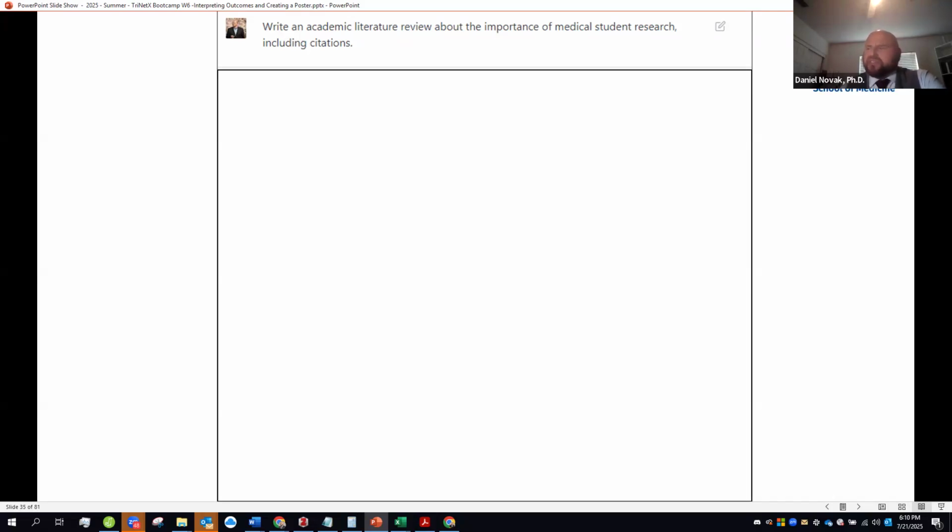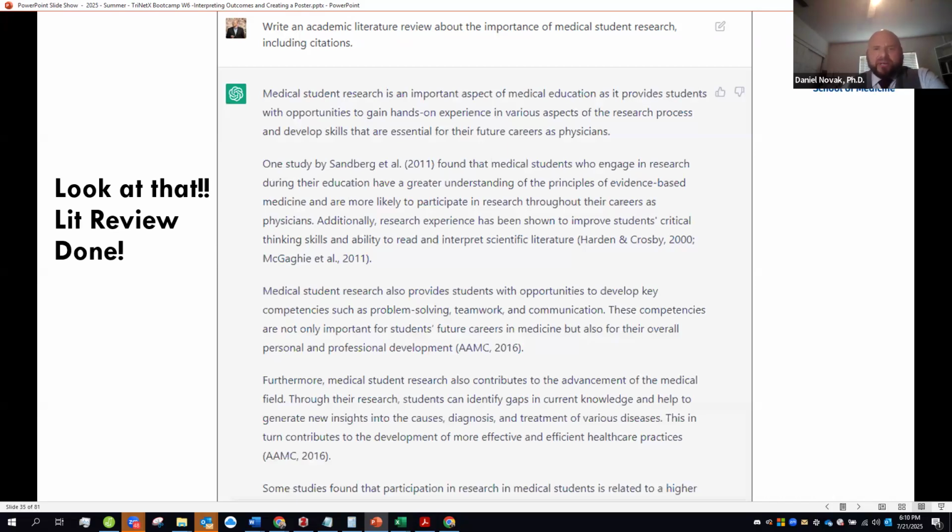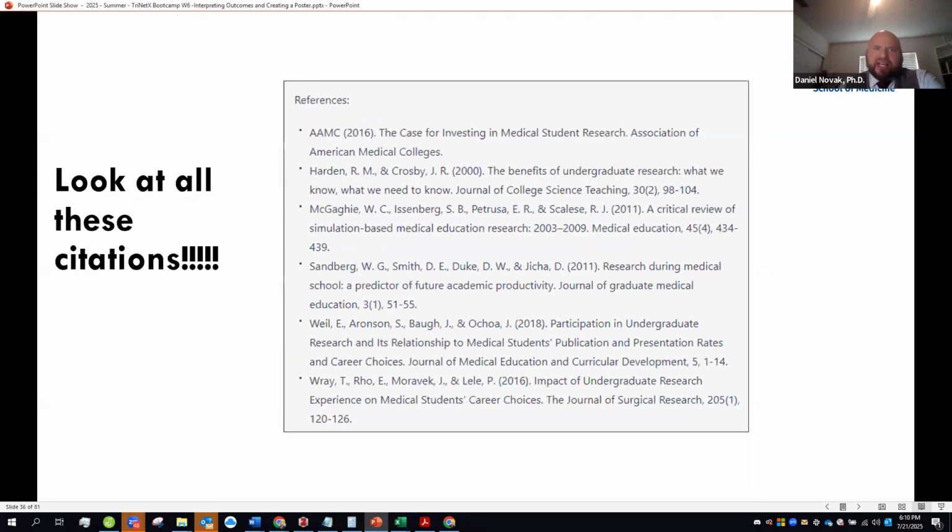However, really early on, like in the first couple of days of using it, I realized that it had that severe limitation that we've all experienced. I asked it to write an academic literature review about the importance of medical student research, including citations. And it did. Look at that. Oh my God. I think we all had this experience of like, wow, look at all that work that it did for me in like 30 seconds. That would have taken me like 2 hours to sit down and read and write and think and reflect. Boom, done, ready to move on to the next section.